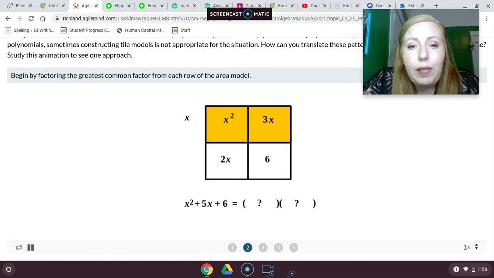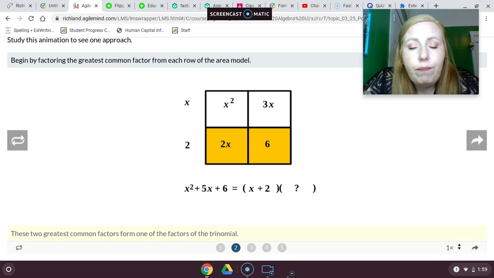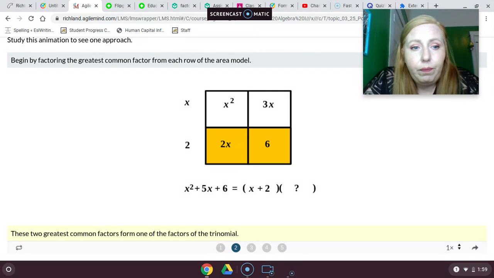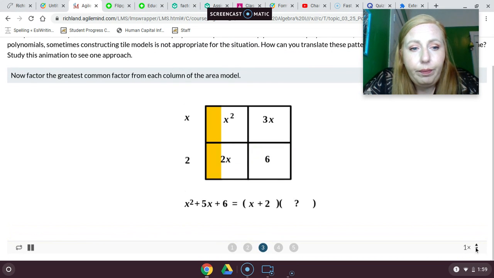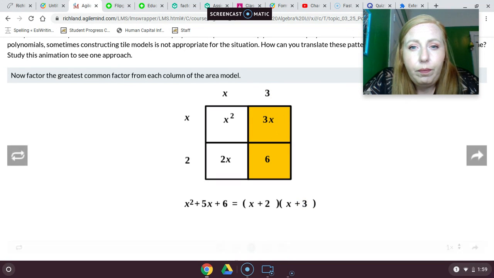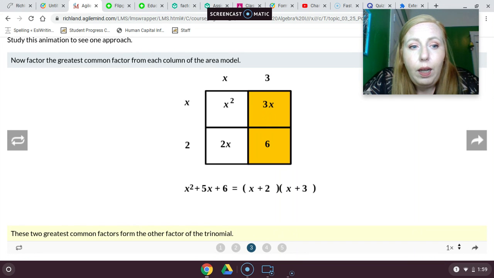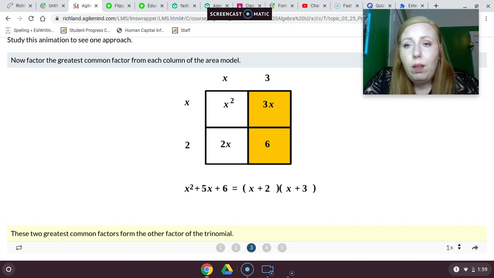So we have here x squared plus 5x plus 6. Took an x and a 2. These two greatest common factors form one of the factors of the trinomial. These two greatest common factors form the other factor of the trinomial. All right, so they kind of found the greatest common factor of the columns and the rows.